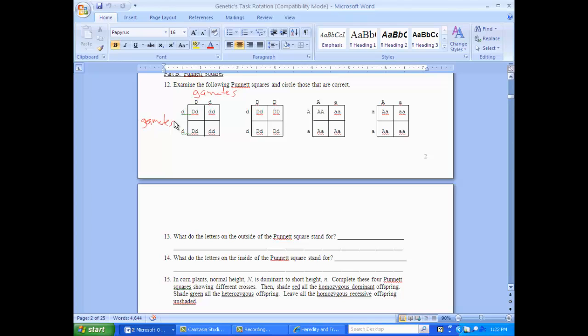So we know that for every trait we have, each sperm and each egg cell will only have one allele for that trait. That's why when they fertilize, the new embryo will have two. So gametes on the side, gametes on the top. When the gametes come together, that's known as fertilization. This is fertilization in the middle. So are these correct? That's correct, that's correct, that's correct, that's correct. That's good. Second one. Is this correct?